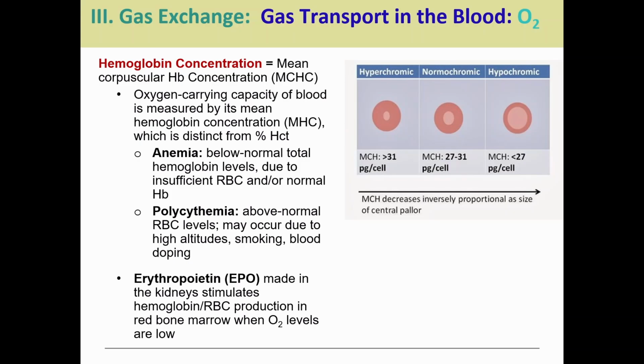And then polycythemia, this is where you have too much. We usually see this at higher altitudes. We also see it in people who smoke. And then, of course, we see it in people who undergo what's called blood doping, which is a method of cheating in endurance sports. EPO, or erythropoietin, is the hormone made by the kidneys to stimulate the production of hemoglobin and red blood cells in the red bone marrow when we get too low with those oxygen levels.